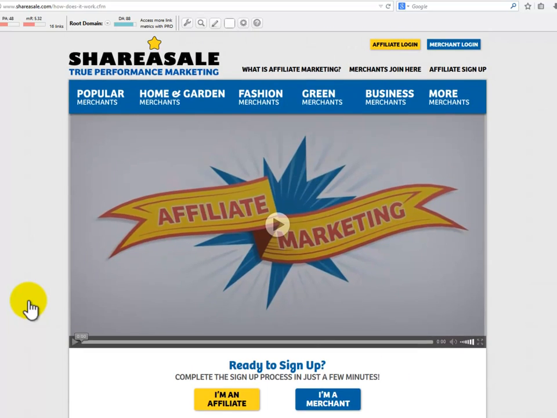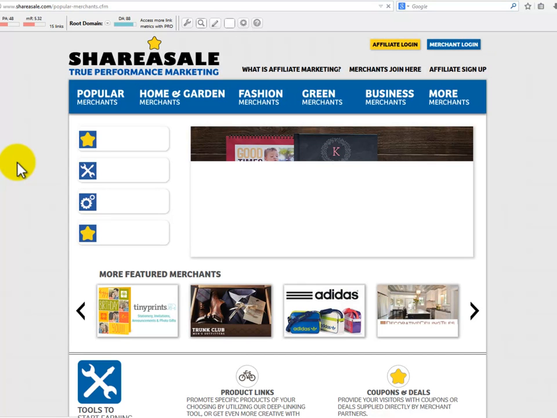ShareASale directly deposits using data feeds, FTP, and provides real-time reports. ShareASale receives excellent ratings regarding company reputation, customer service, and commission payment.